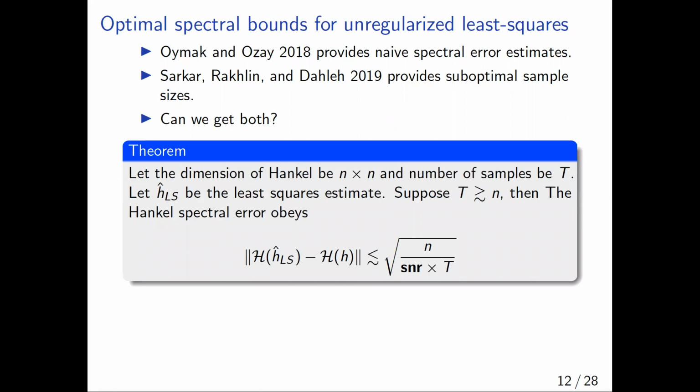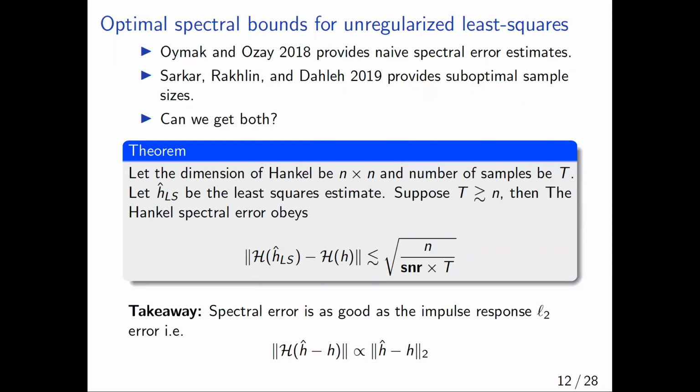Again, the size of the Hankel matrix is n by n. The total number of output observed points is t. H hat of LS is the least squares estimate. So this is not with regularizer. This is just the least squares. And here we need to assume without regularizer that t is on the order of n. Then the spectral norm error obeys this scaling, and the takeaway is that the spectral error is as good as the impulse response L2 norm error, even for just least squares. So this is a side point about improving the least squares result.